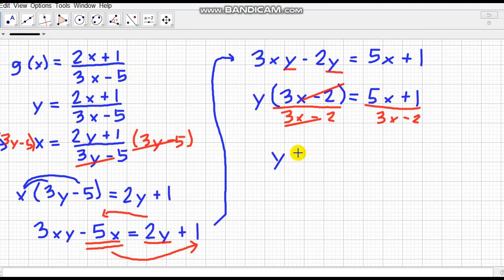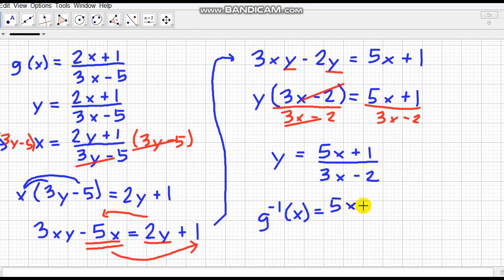We're left with y is equal to 5x plus 1 all over 3x minus 2. So we're able to isolate the y, and this right side here doesn't contain any y. So this is the inverse already. So let's replace y with inverse g of x is equal to 5x plus 1 all over 3x minus 2. So this is the inverse of g of x. That's how we go around in solving for the inverse of a function.